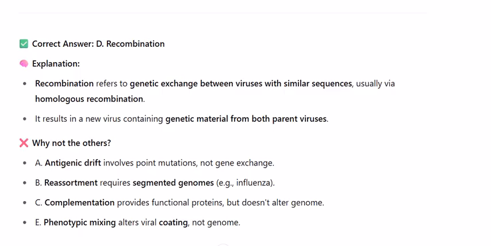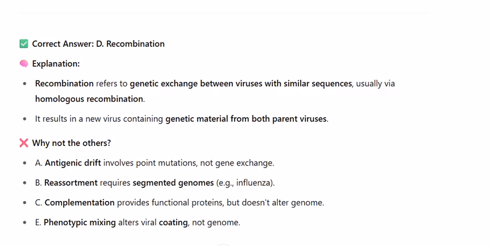Why not the others? A. Antigenic drift involves point mutations, not gene exchange. B. Reassortment requires segmented genomes, e.g. influenza. C. Complementation provides functional proteins but doesn't alter the genome. E. Phenotypic mixing alters viral coding, not the genome.